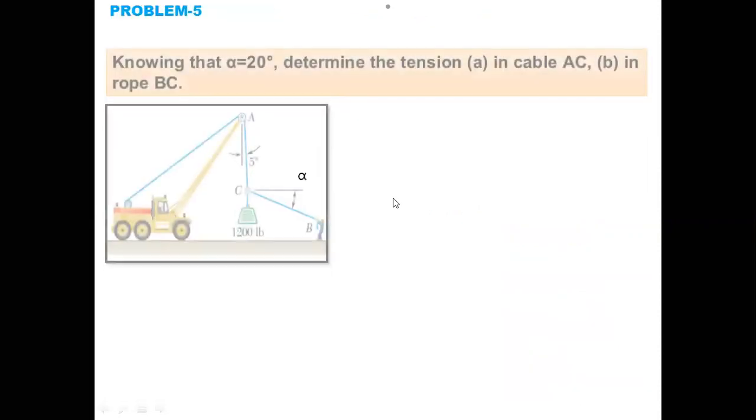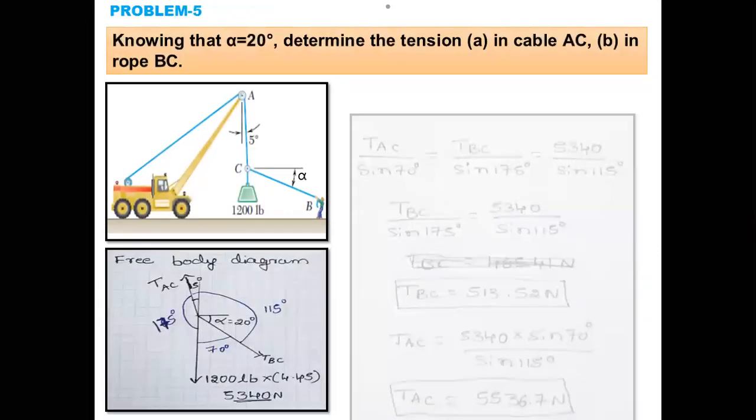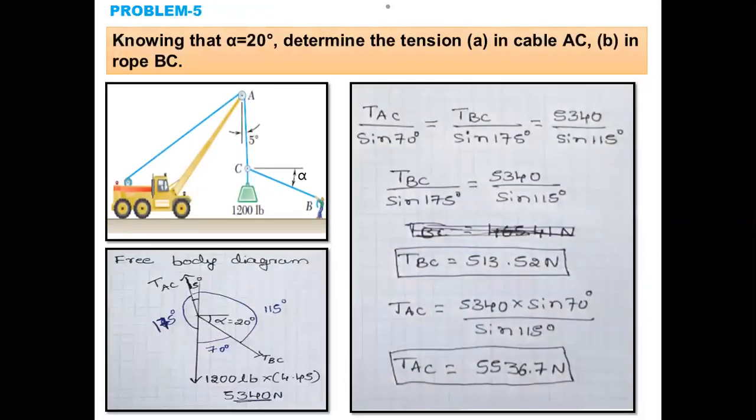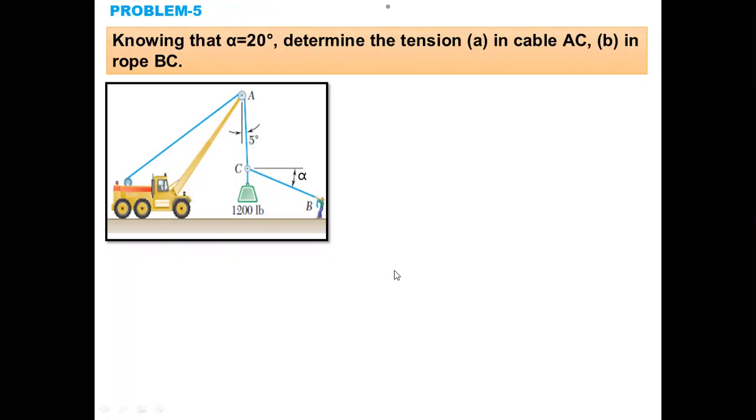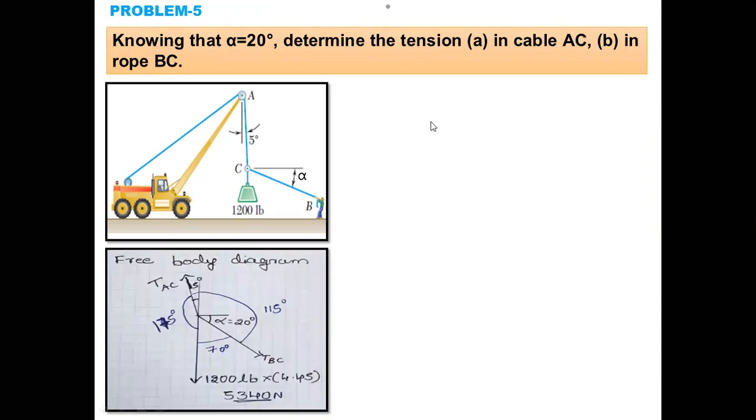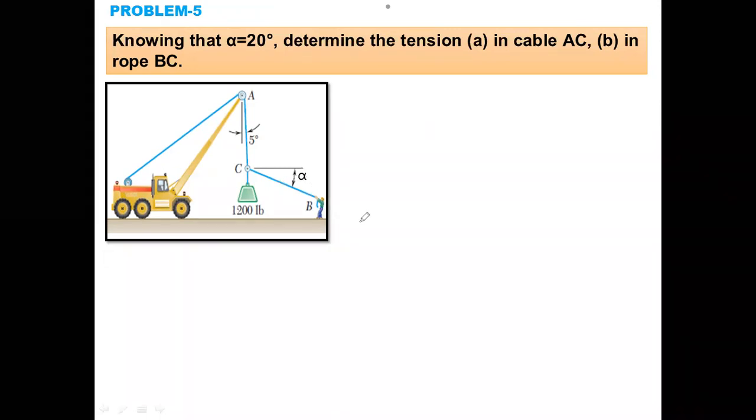Okay. Same way, the next problem. What does the next problem say? Knowing that alpha is equal to 20 degrees, determine the tension in cables AC and BC. So how do we determine the tension in cables AC and BC? Here you see a truck lifting a weight of 1200 lb, and it is held by a rope by a man, making an angle of alpha with respect to horizontal. So we are asked to calculate the tension in cables AC and BC.